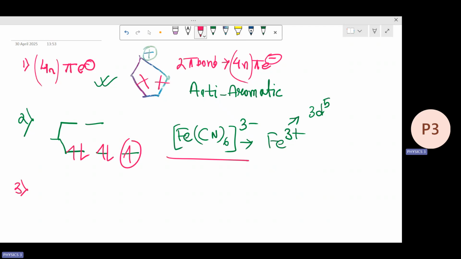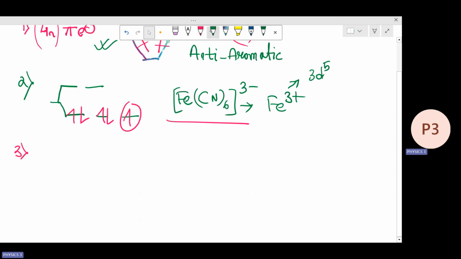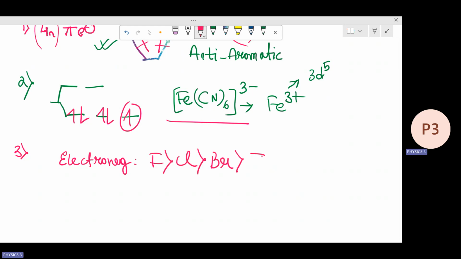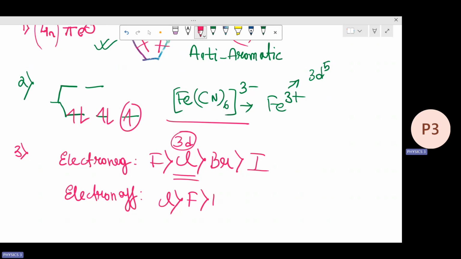Question number 3. In case of question number 3, they're asking about electron affinity. I hope we all know that the electronegativity order is fluorine, chlorine, bromine, iodine. But when we come to electron affinity, chlorine has a bigger size. Chlorine has vacant 3d orbital. So electron affinity will be chlorine, fluorine, bromine, and iodine.